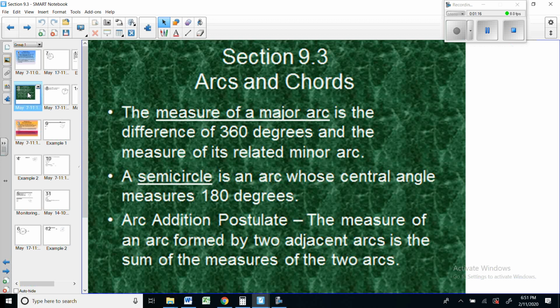And then we also have the arc addition postulate, and it simply states that the measure of an arc formed by two adjacent arcs is the sum of the measures of the arcs. So we can add arc measures together just like we can angles and segments.